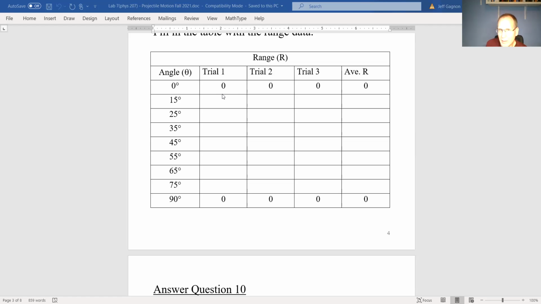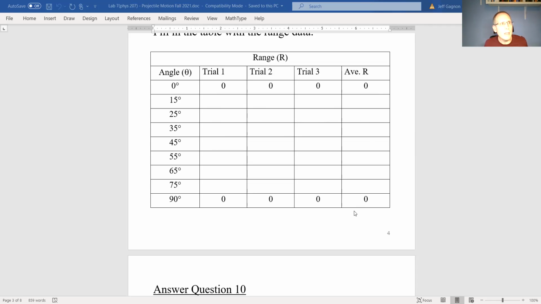So I just basically have everyone do 3 trials, right, for each of these angles. So you're getting the range for 15 degrees, just three different trials. Hopefully they're fairly close. Then for 25 degrees, 35, and so on. And then the last column here is just the average. So you're going to average these 3 values to get the average range for each of these angles.